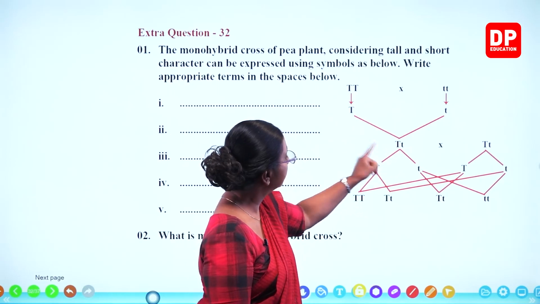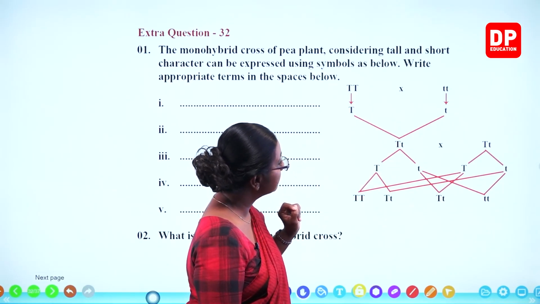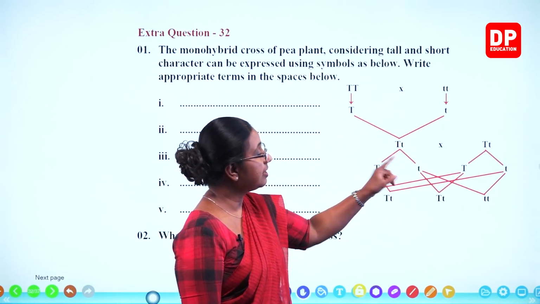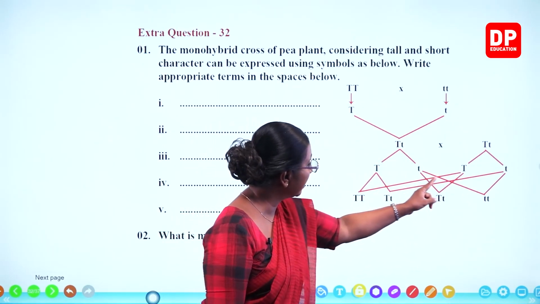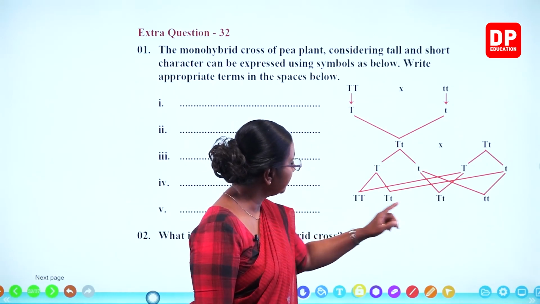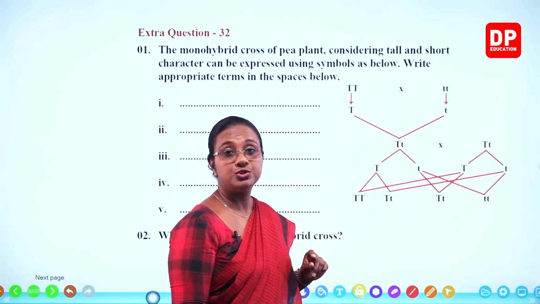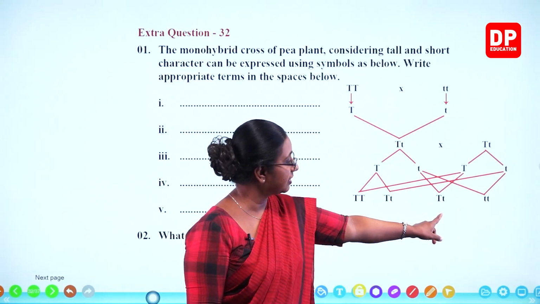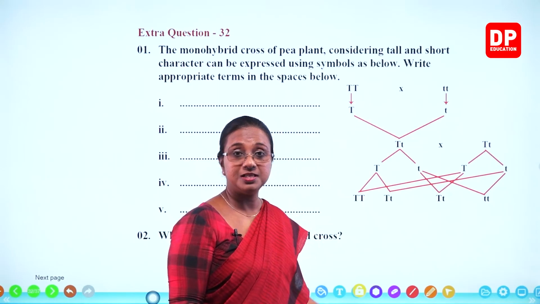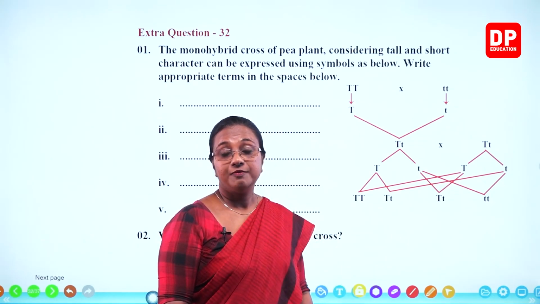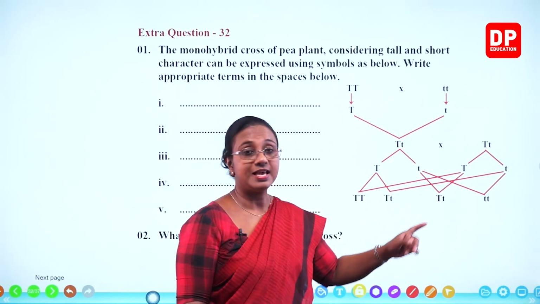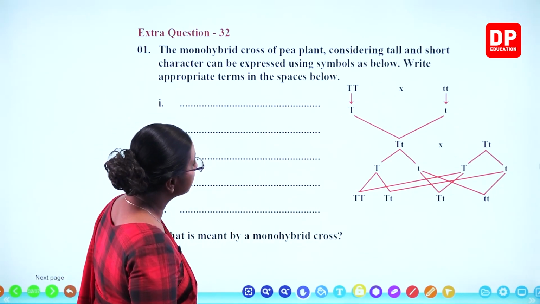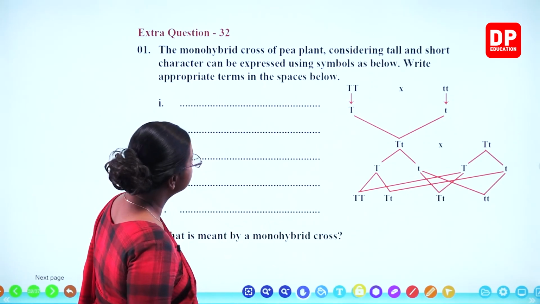Then you have the first generation, capital T, simple T, all are tall plants. So when there is self-pollination among them, again you get the gametes, and finally you have the F2 generation, capital T, capital T, simple T, simple T, and simple T. Those are the F2 generation. 3 tall plants and 1 short plant. So here you need to write the names corresponding to different stages.